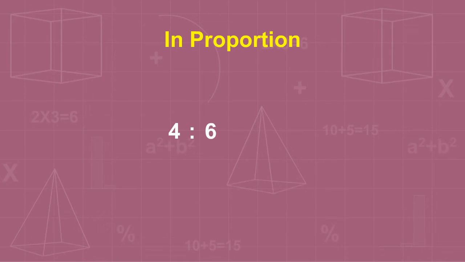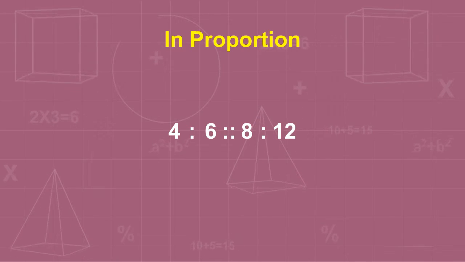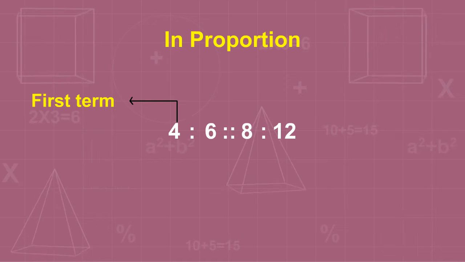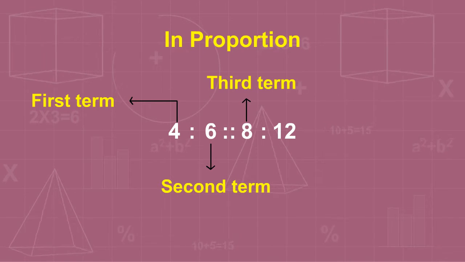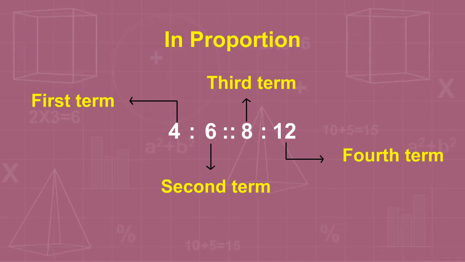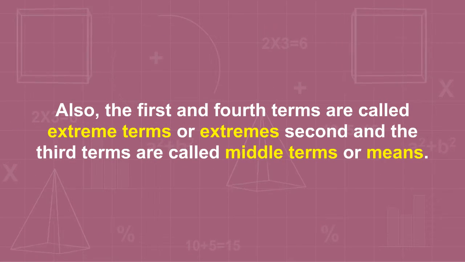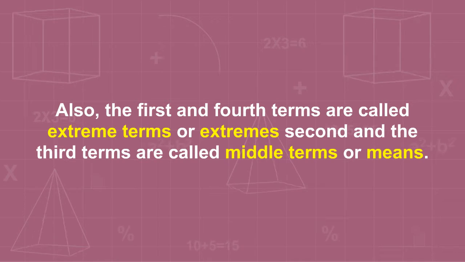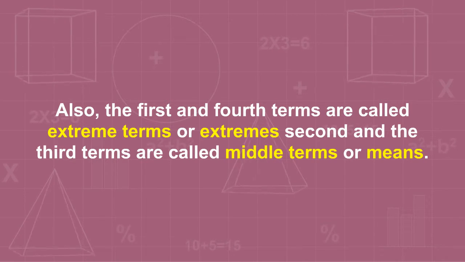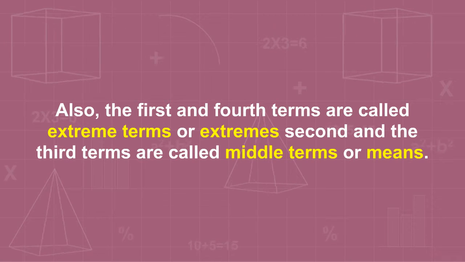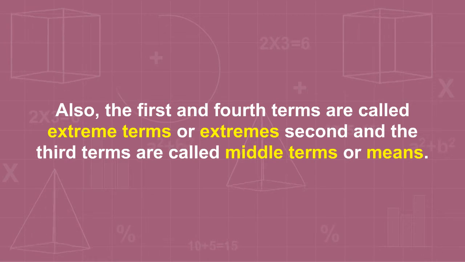In proportion 4:6 is as 8:12, 4 is the first term, 6 is the second term, 8 is the third term, and 12 is the fourth term. Also, the first and fourth terms are called extreme terms or extremes, while the second and the third terms are called middle terms or means.